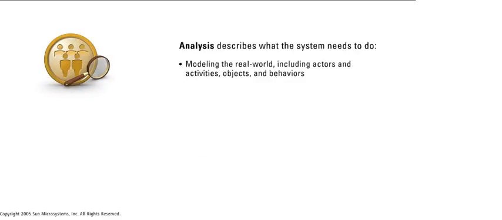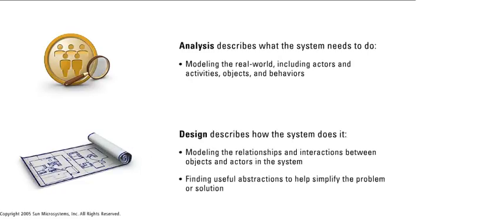Before you begin coding any object-oriented program, there are two steps that you need to perform. The first is analysis. You need to figure out what the system you're building is going to do. This involves things like modeling the real world, including its actors and activities, and the objects and their behaviors that you're going to have in your system. Once you've completed that analysis, you can move on to design.